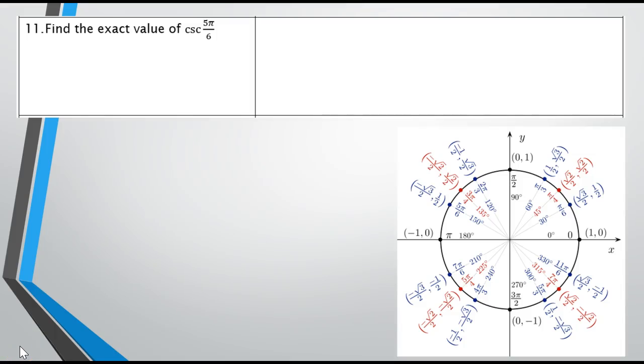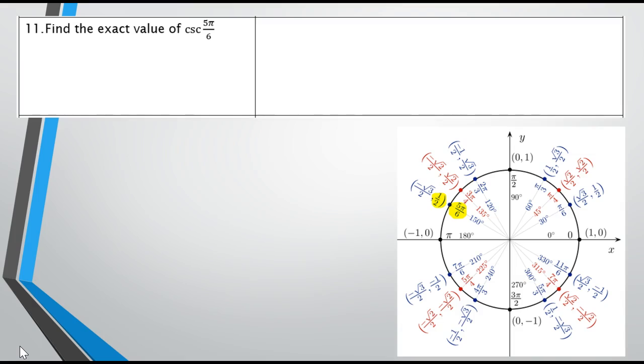Using the unit circle, we can pretty easily identify the cosecant of 5 pi over 6. So I'm going to look at my unit circle. 5 pi over 6 is right here in quadrant 2. Cosecant is the partner of sine. So what I'm going to do is identify the sine value, and the sine value is always y. And then I'm going to take the reciprocal.